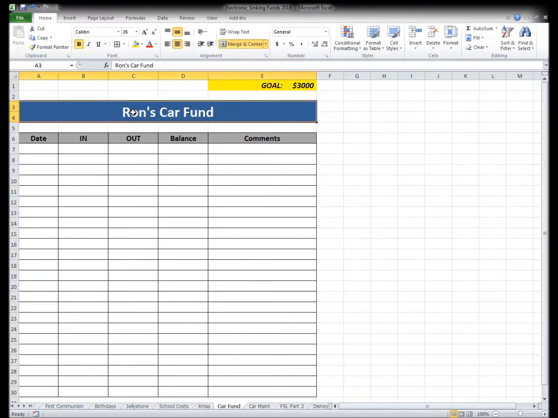Okay, so the next one is a car fund. So my husband does need a car. We do need to get him a car. I would like to cash flow this as much as possible. So I've put a goal of $3,000 just to get a little old beater car.